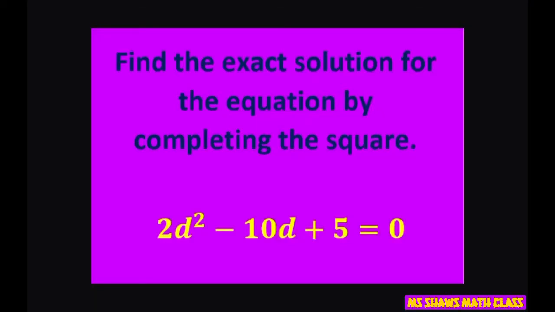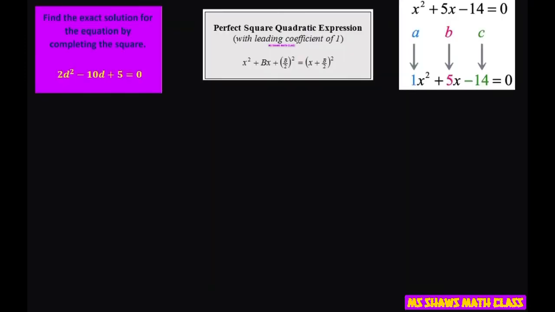Hi everyone, we're going to find the exact solution for the equation by completing the square. We have 2d squared minus 10d plus 5 equals 0. Our lead coefficient is not 1. What we want to do is make a perfect square trinomial and then condense it like that.